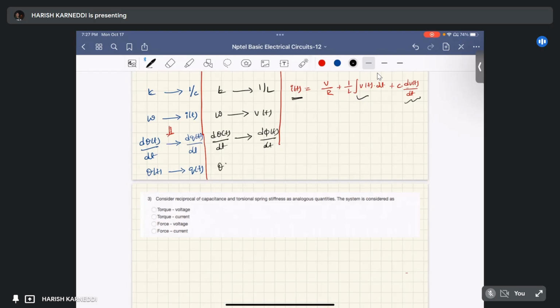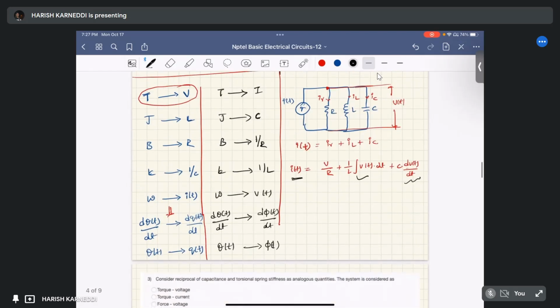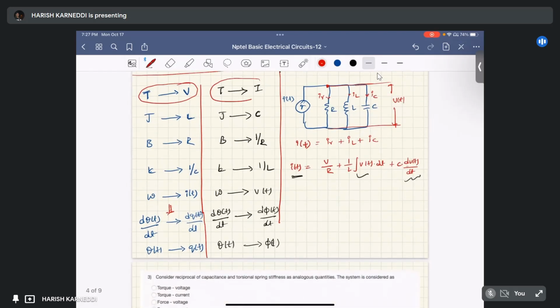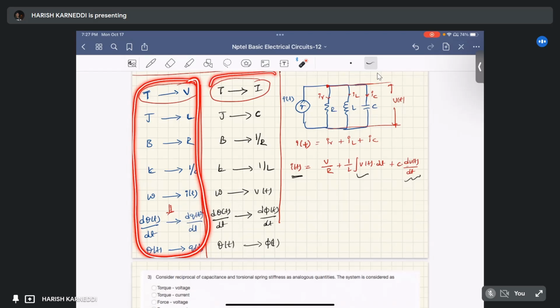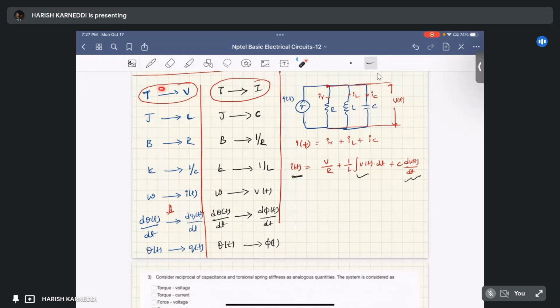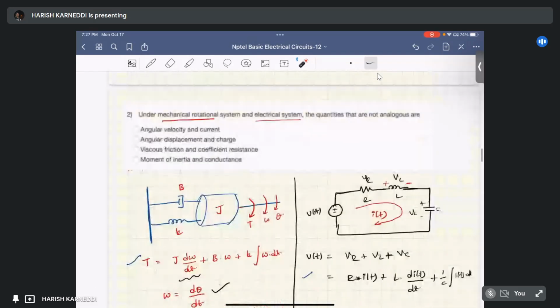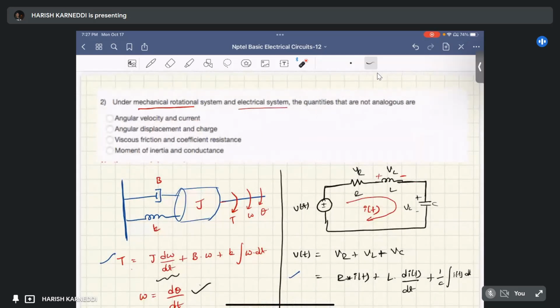So theta of t is analogous to phi of t in the torque current analogy. This analogy is known as the torque current analogy. However, there is also the torque voltage analogy and the torque current analogy. So the question is: under the mechanical rotational system and the electrical system, which quantities are not analogous?